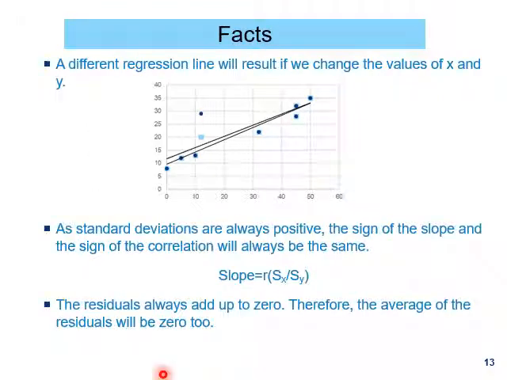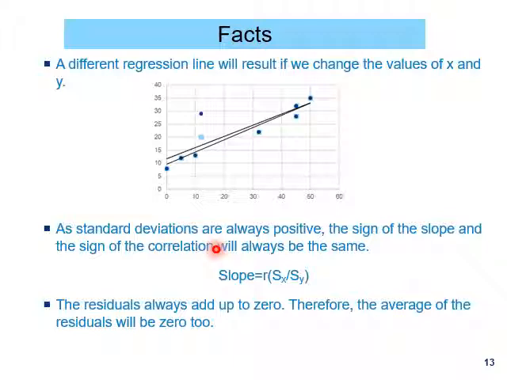So here are the facts for the least square regression line. A different regression line will result if we change the values of x and y. Here I took the earlier example and changed only two values of y, this one and this one. Here we can see that the least square regression line also changed. So making a change to any value of x and y can change the regression line too.